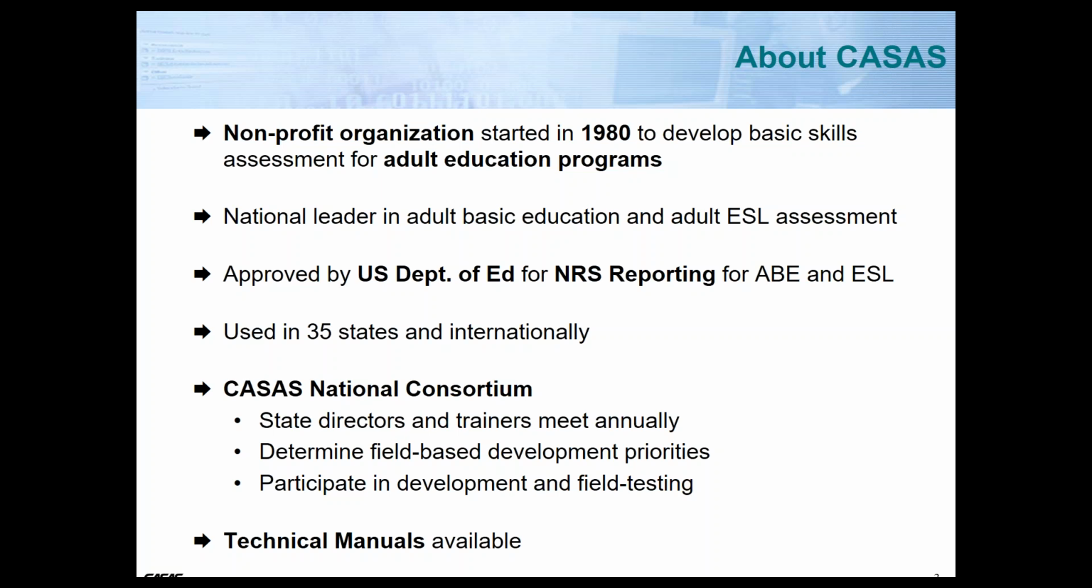We have something called a CASAS National Consortium, where we take the advice and have an opportunity to meet with adult education leaders, really, at the state level. They may be state directors, they may be CASAS certified trainers. And they come together with us in San Diego every year in June, coming up soon. And they help us determine our priorities for development. They help us with field testing and generally advise us on various matters in adult education. We do have technical manuals available for all of our tests, and if you'd like them, just let us know. We can send them to you in electronic form.